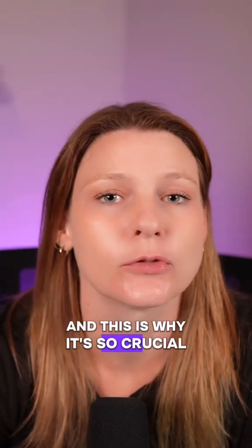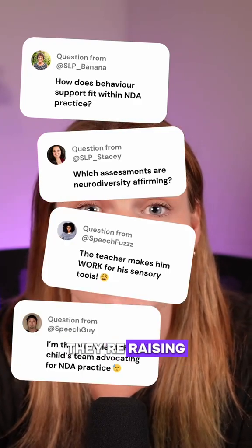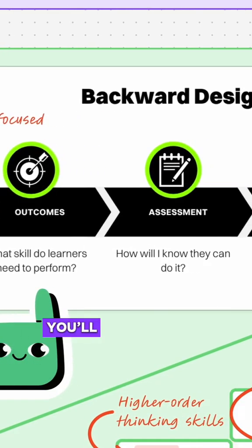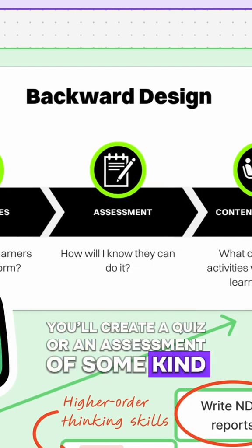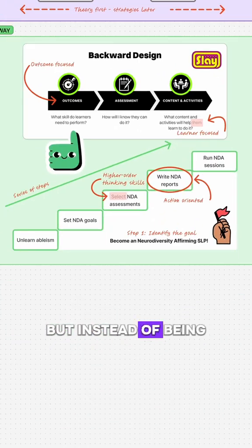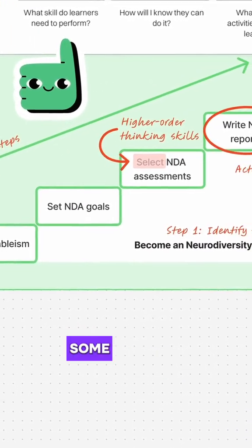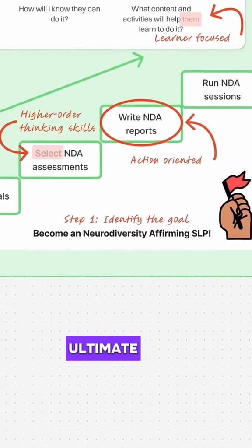And this is why it's so crucial to listen to your community, the questions they're asking and the problems they're raising. Then once you've got that crystal clear, you'll create a quiz or an assessment of some kind that will test whether or not your learners have achieved those goals. And then finally, we can move to the course content. But instead of being structured as a series of subtopics, you'll structure your modules as a series of steps, some smaller goals that lead towards the ultimate goal of the course.